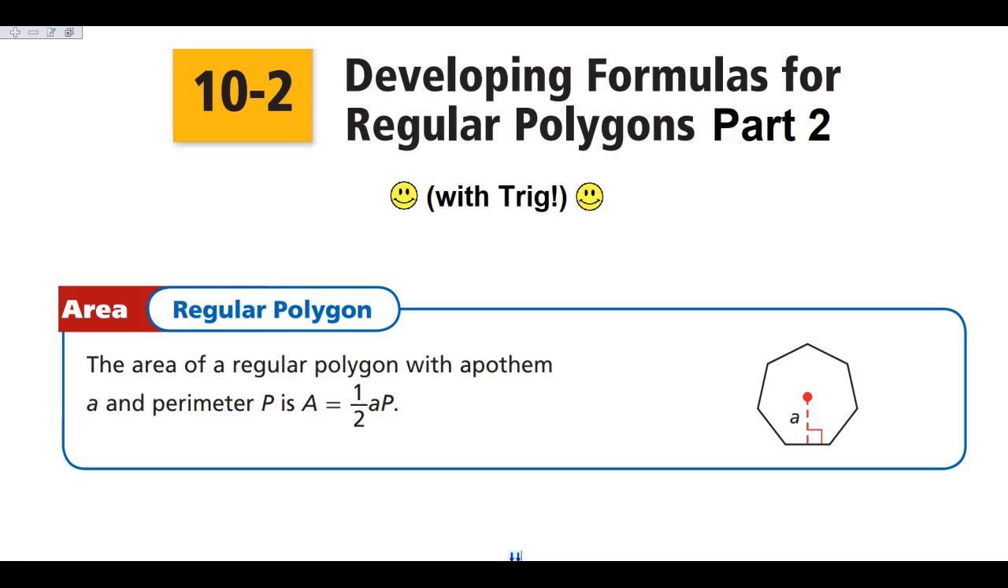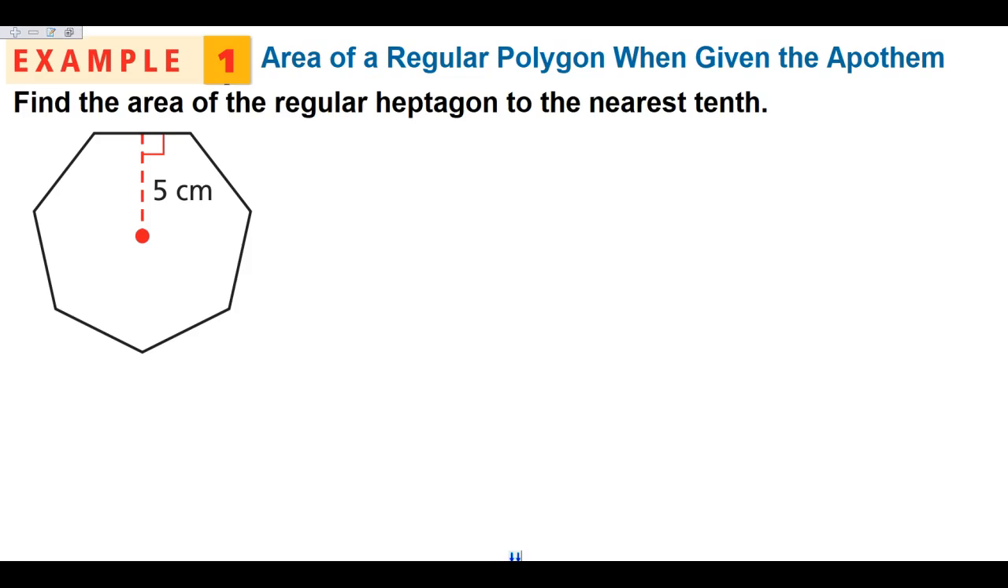Alright, so today we are still continuing with that area formula, which is 1/2 AP. That is not changing. It's the same as we did in the last video. Now we're just looking at shapes that are not hexagons, equilateral triangles, or squares. So in our first example here, we are finding the area of the regular heptagon, which remember heptagon is 7 sides, to the nearest tenth.